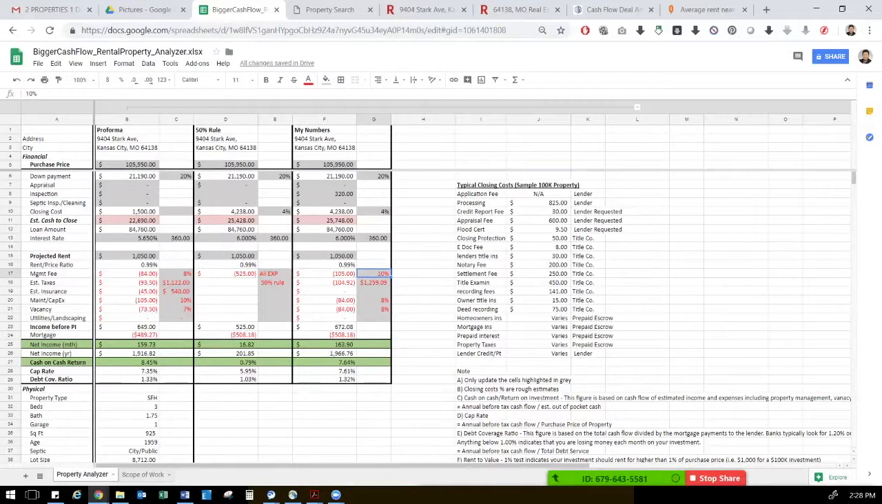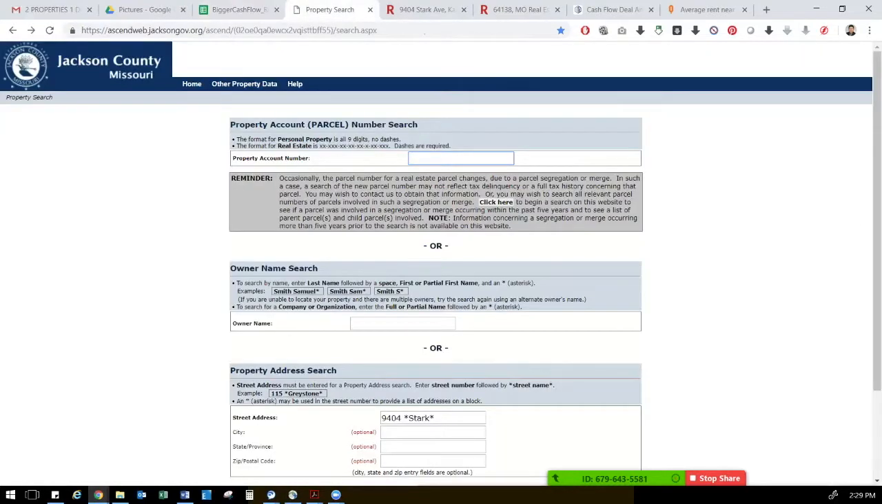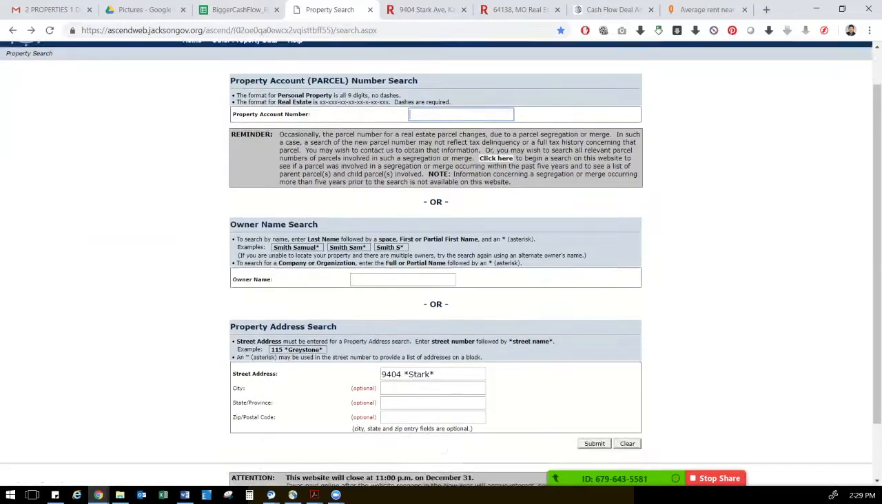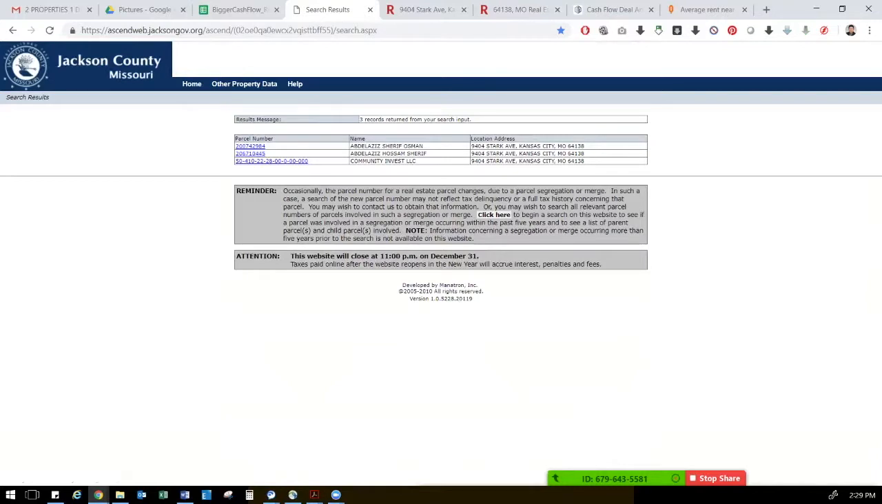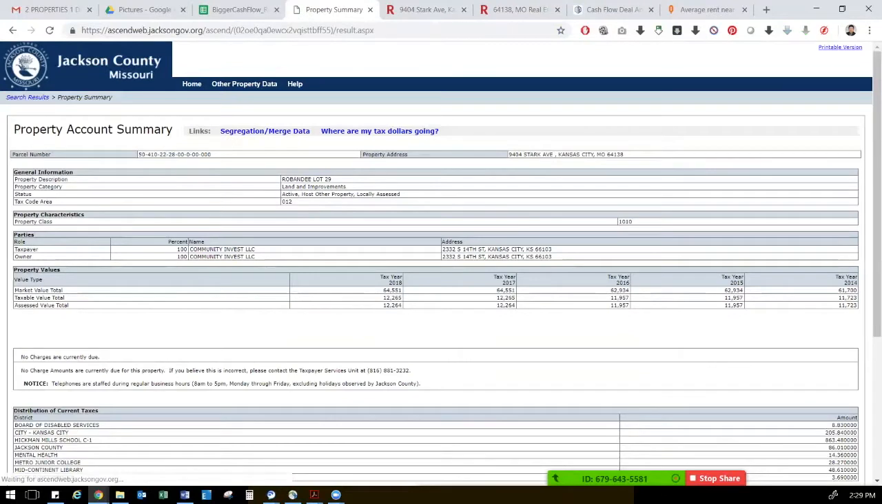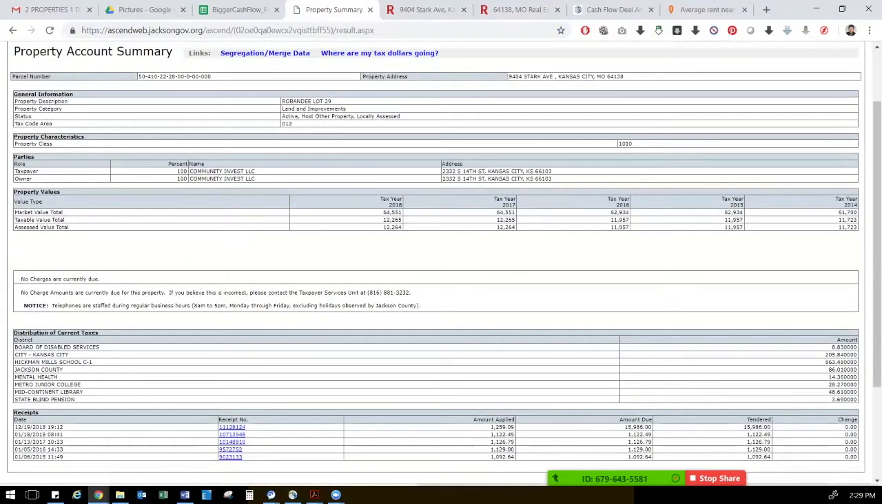Now, taxes. I mentioned that one of the things that came to mind was that it was looking at 2017 rates when you're looking at the estimated taxes. So I'm going to go over here, and this is Jackson County, Missouri. This is the county website, and you can do a property search. I already typed it in here, 9404 Stark. Click submit. You have a couple owners here, but this is the parcel. You want to click on the parcel number, and boom, here we go.